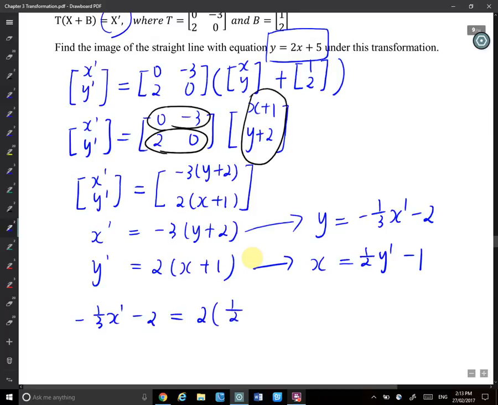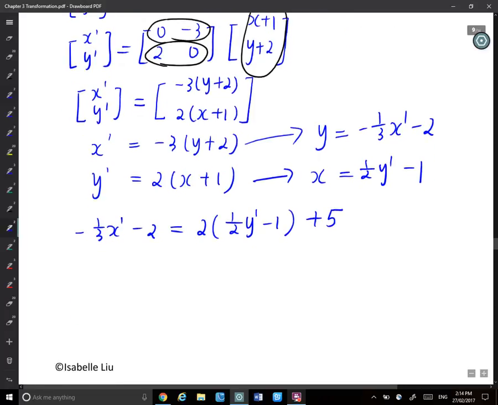2x in the bracket and plus 5. Let's just get rid of the x dash y dash. It's a little bit annoying. Minus 2 plus 5 is plus 3. So y will equal, moving the 3 to the other side, negative a third x minus 5.